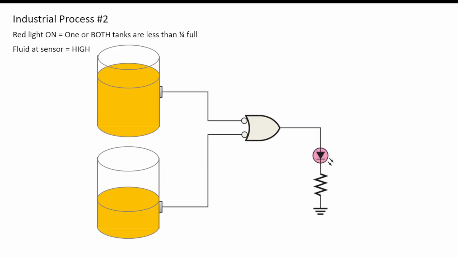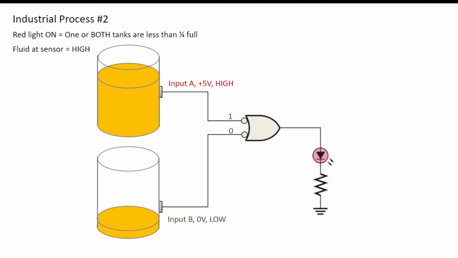Let's take a look at a second industrial process. Red light is on when one or both tanks are less than a quarter full. Again, fluid at the sensor of this capacitive sensor is going to be a high signal sent back. And we can see the connection here where the output goes to the load and then to ground. In this situation, we should have a high signal going back to this logic gate, and because of the inversions on both the inputs, this negative OR gate will have a low signal coming out, which means, well, it's off. The LED should not be lit.